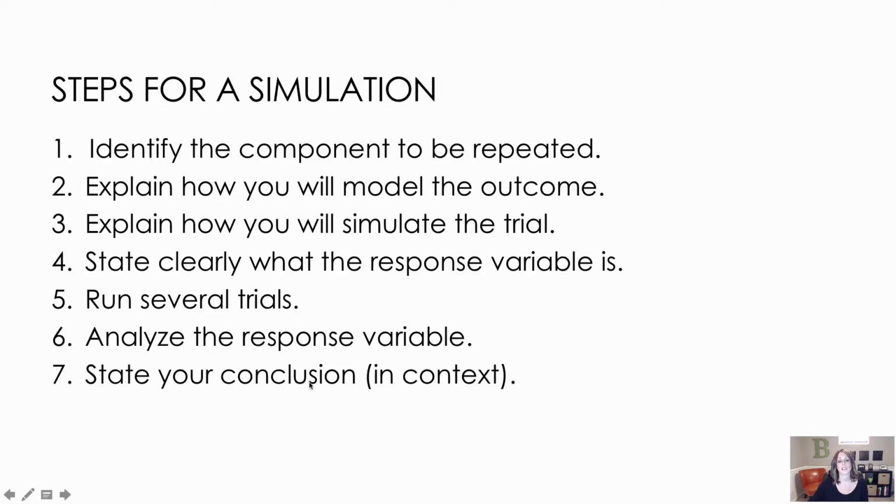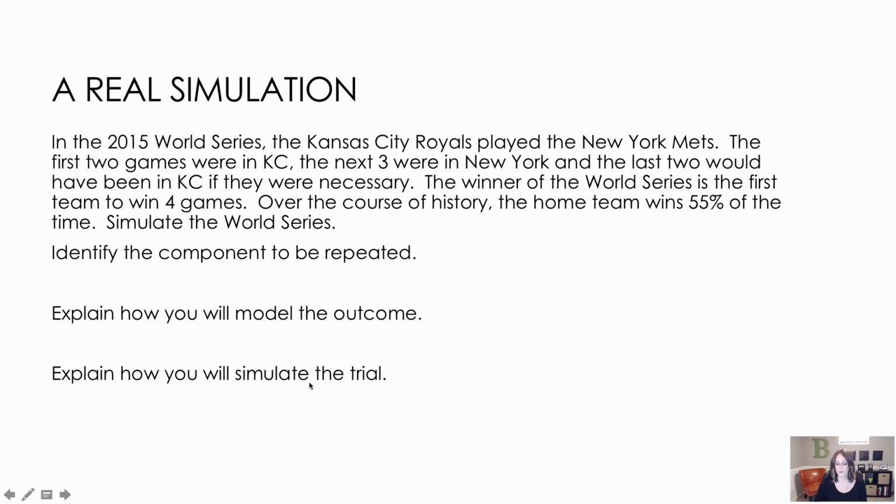So let's take a look at what this looks like in an example. So in 2015 World Series, the Kansas City Royals played the New York Mets. The first 2 games were in Kansas City, the next 3 in New York, and the last 2 would have been in Kansas City if they were necessary, which they weren't. The winner of the World Series is the first team to win 4 games. Over the course of history, the home team wins 55% of the time, so that's important, which of course means the visiting team wins 45% of the time.